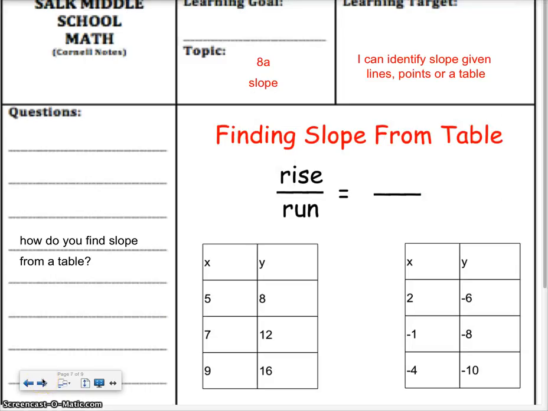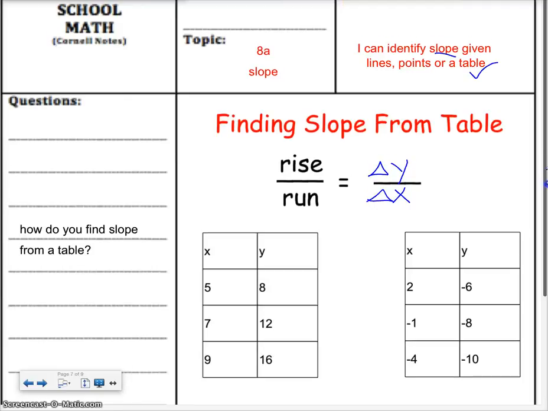All right, we're moving on to the last part of our learning target, which we have met before in Unit 4 when we identified linear and nonlinear. And you're going to identify slope given the table. Finding slope given a table. Slope is rise over run. Rise is your Y, so we say change in Y. Run is your X, change in X. So to find slope given a table, you do how your Y changes over how your X changes.